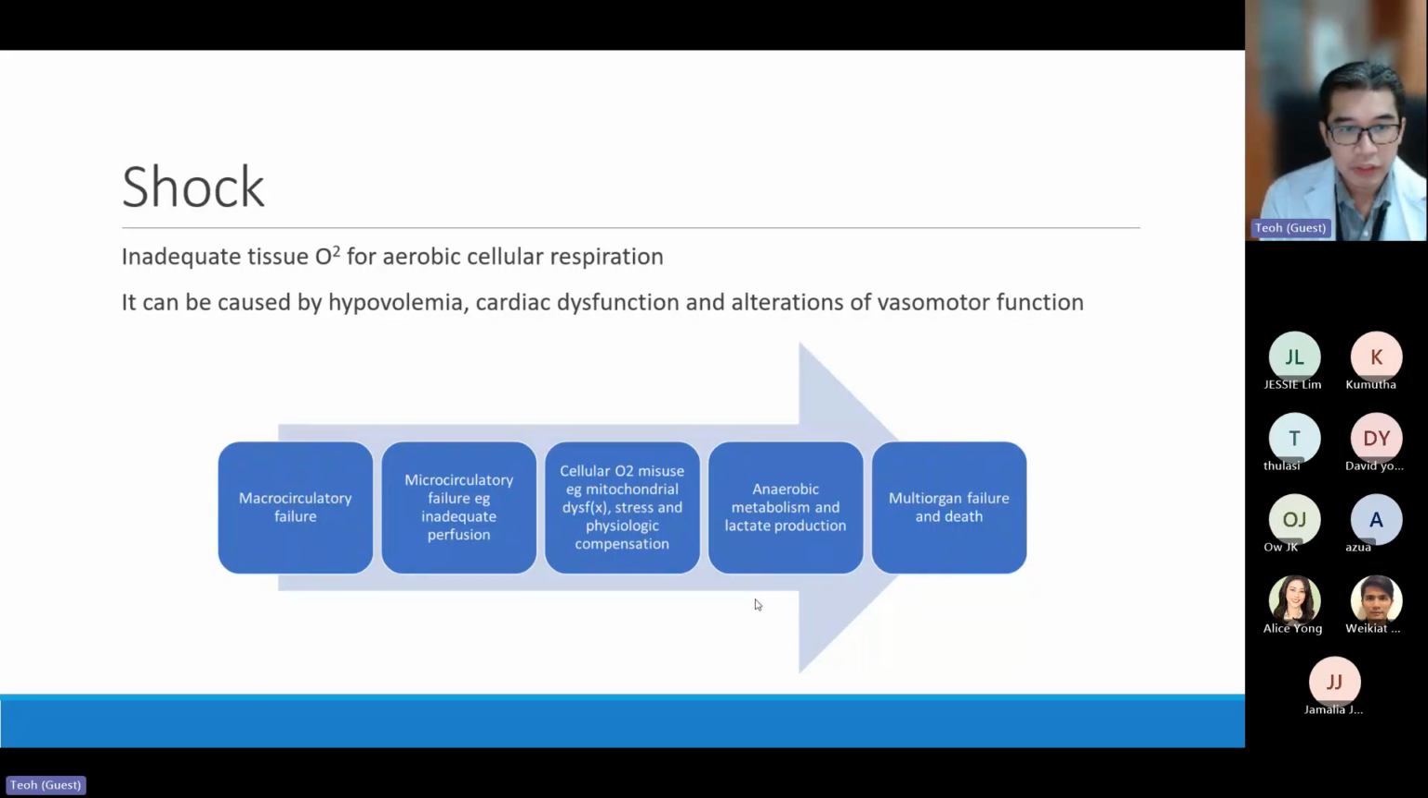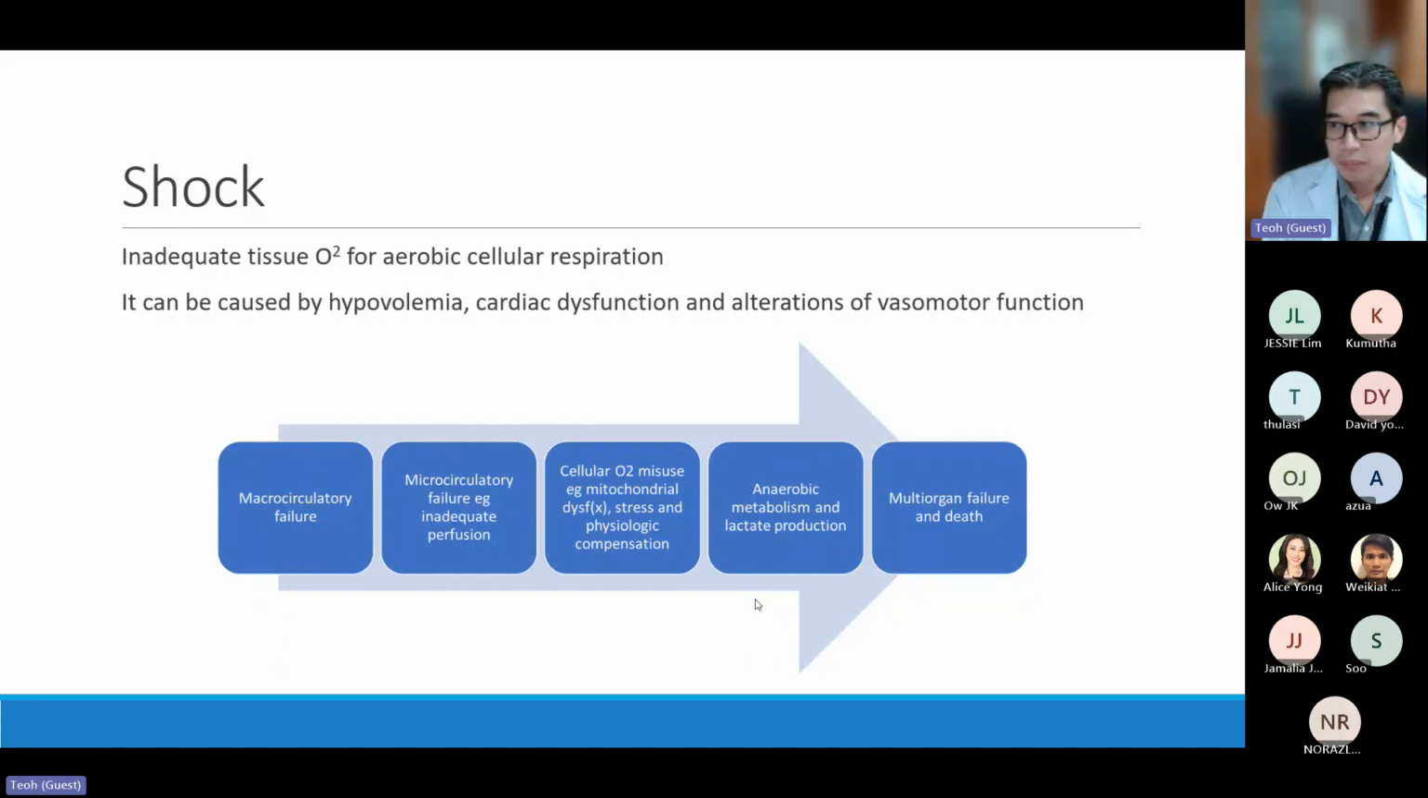And the diagram illustrated here basically shows you the pathophysiology of shock. Macrocirculatory failure basically means there's a reduction of blood flow in the big vessels. For example, arteriosclerotic plaque in the carotid artery, cerebral artery, coronary artery, as well as the lower limb artery. So because of the reduction in the blood flow, it usually causes necrosis in the affected organs.